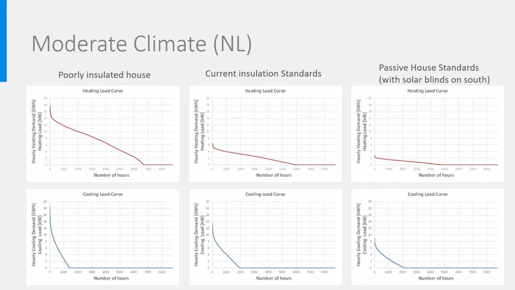As for the cooling, in moderate climates, we often neglect it in old houses. There is a high peak, but it is only for a few hours per year. You see that when insulating the house to current standards, the nominal cooling load decreases a lot, but the annual cooling demand, the area under the curve, increases. The number of hours where cooling is needed increases.